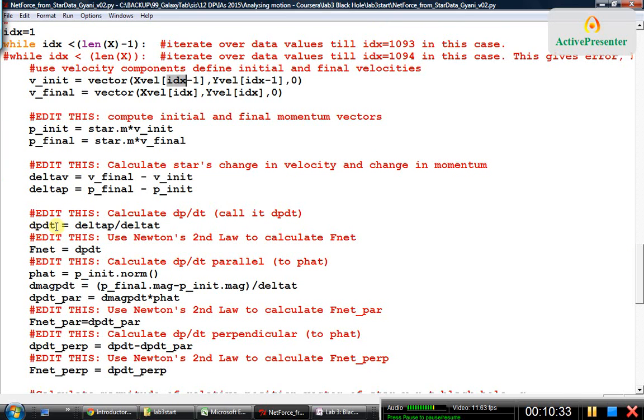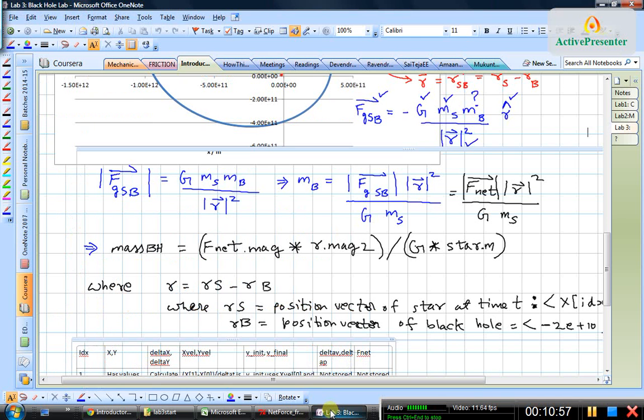Then this is dp dt. Using a program, it's very easy to do. Just divide delta p by delta t. So delta p is a vector, so dp dt is also a vector. And by Newton's second law, dp dt, the rate of change of momentum, is the net force acting on the object. So we get net force directly here. And so now let's discuss the physics aspect.